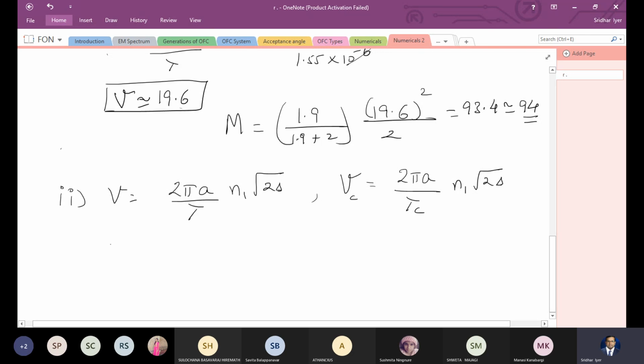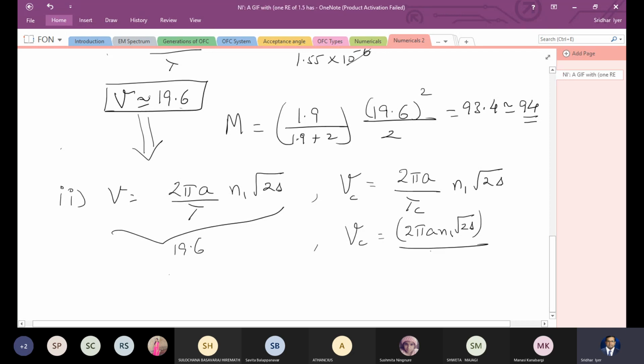Now, this part here, I already have evaluated the value, and that value is 19.6. So this V here is 19.6. Now this VC is 2 pi a n1 root 2 delta, I'll combine all of this, divided by lambda c.